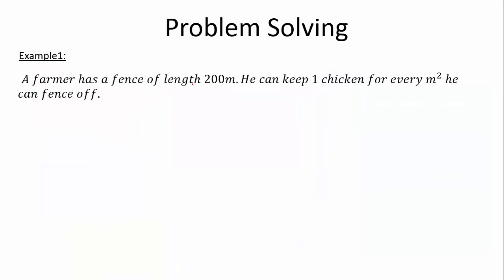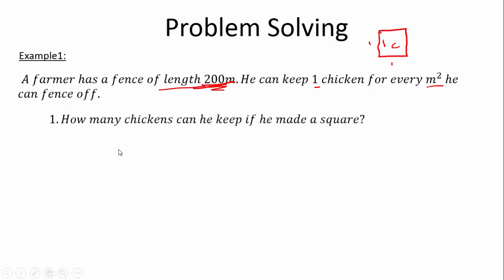A farmer has a 200 meter length of fence, so it's not in the ground yet. He can keep 1 chicken for every meter squared he can fence off, right? So for every 1 by 1 meters, he can keep 1 chicken in there. Okay, so the length of the fence is 200 meters. How many chickens can he keep if he made a square out of his fence?